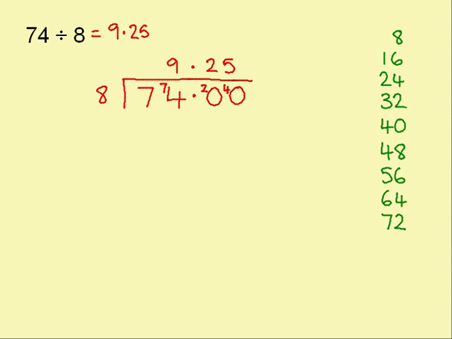It's important to realise that once you've got to the decimal point, every time you get a remainder, you can put a 0 and put the remainder on, and this can go on for as long as you need it to.